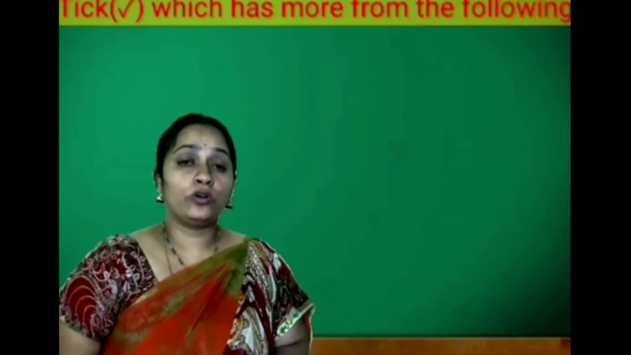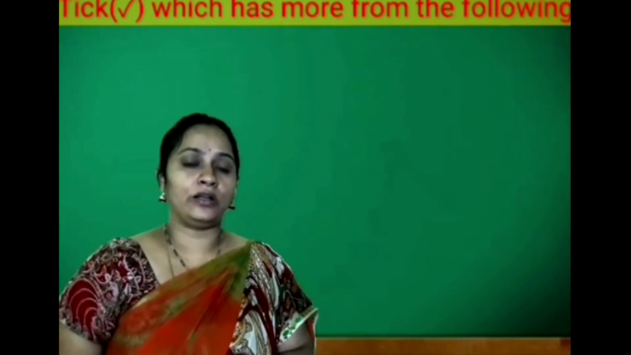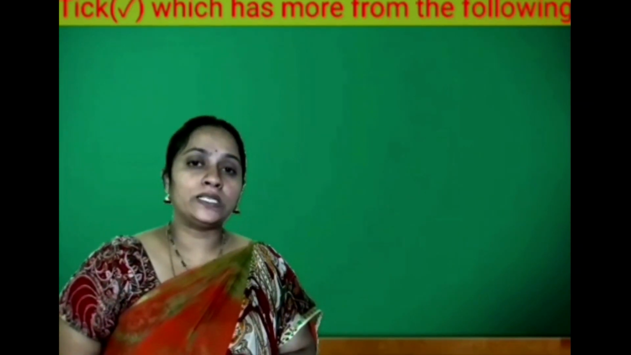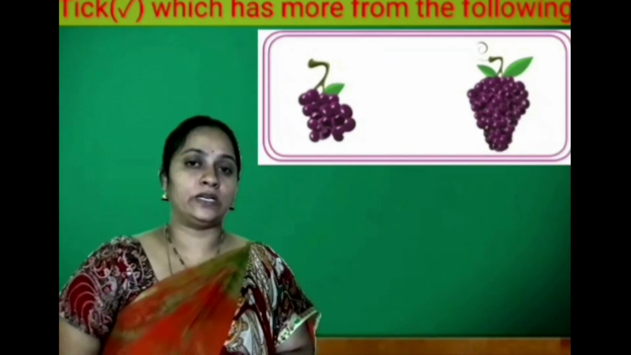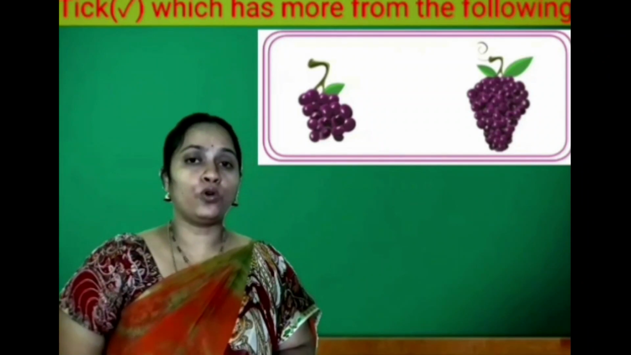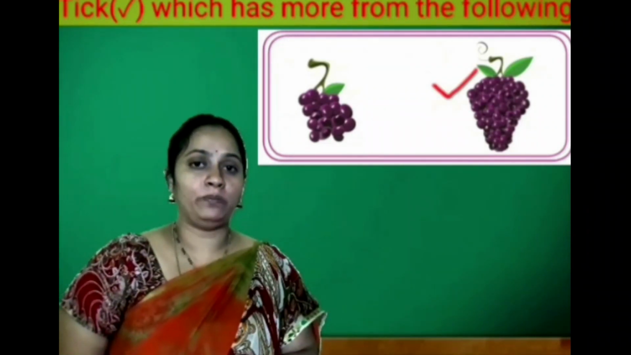Tick which has more from the following. See children, in the first box they have given 2 bunches of grapes. How many bunches? 2 bunches of grapes. In those 2 bunches, the second bunch has more grapes. Then we have to put a right mark upon the second bunch.